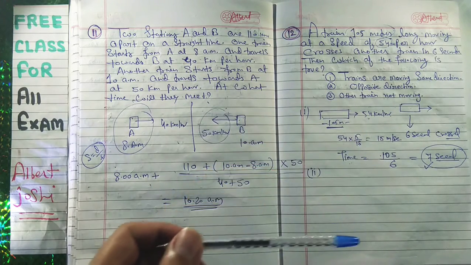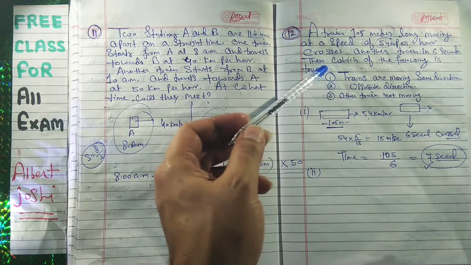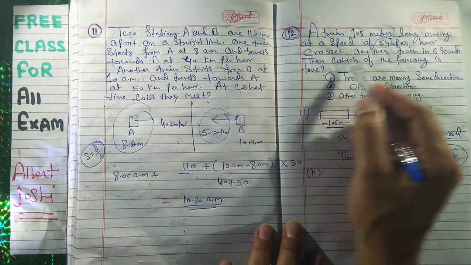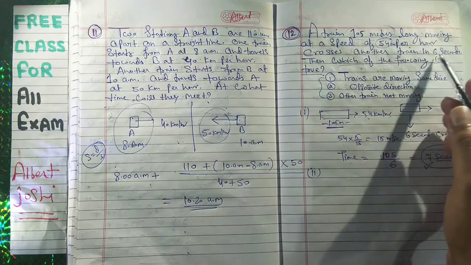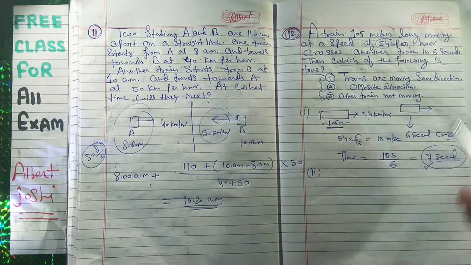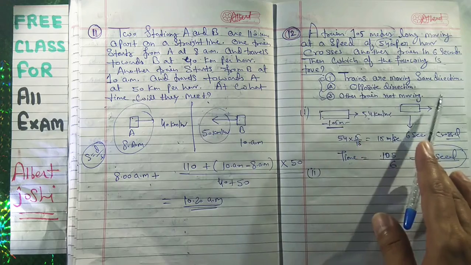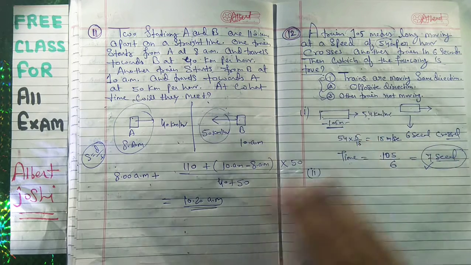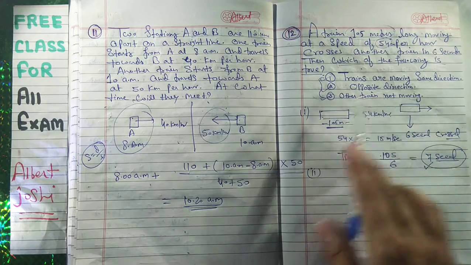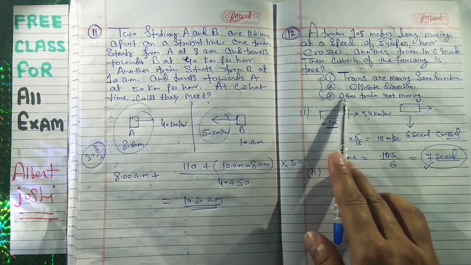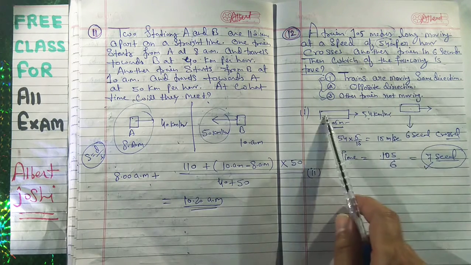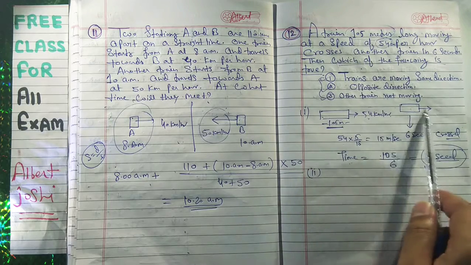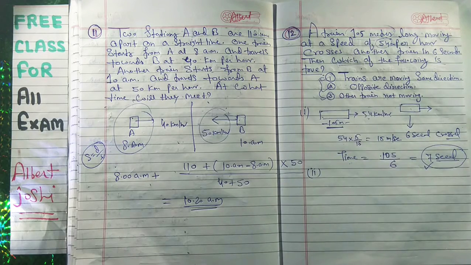Because in this question he has asked which of the following is true, it will not work for all conditions, it will work for only one condition. We have to find which condition is correct: the trains moving in the same direction, or in opposite directions, or one train not moving, meaning one train is stationary and the other is moving. When we calculated, we got 7 seconds.